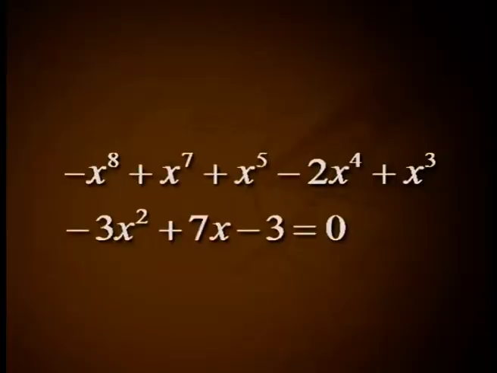positive root. 2. If the coefficients of the even powers of x are all of one sign and the coefficients of the odd powers are all of the opposite sign, the equation has no negative root. Thus, for example, the equation minus x raised to 8 plus x raised to 7 plus x raised to 5 minus 2x raised to 4 plus x cube minus 3x square plus 7x minus 3 equal to 0 cannot have a negative root.